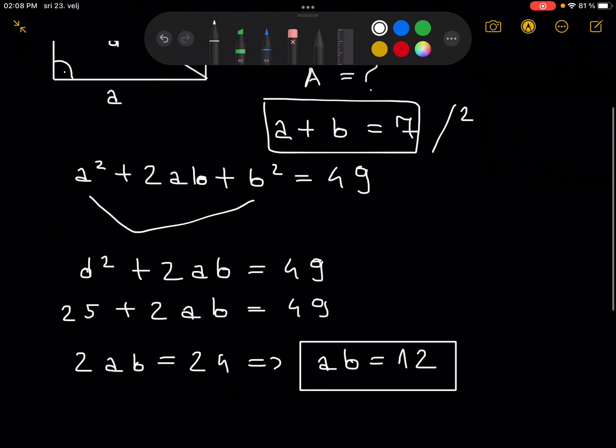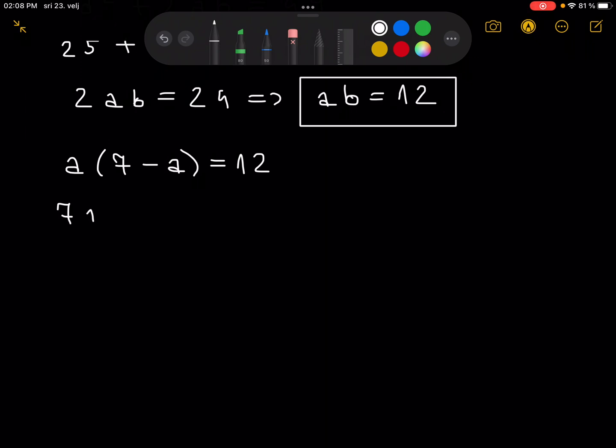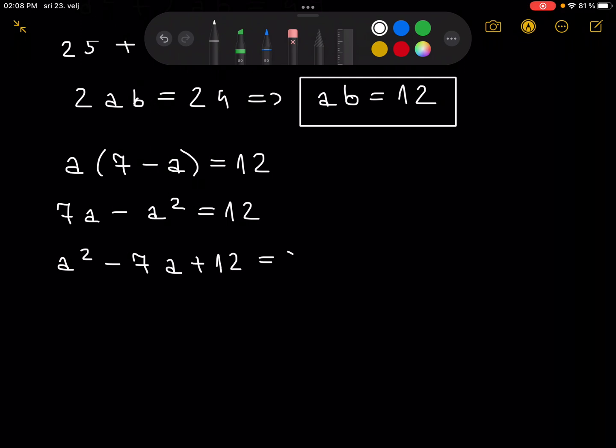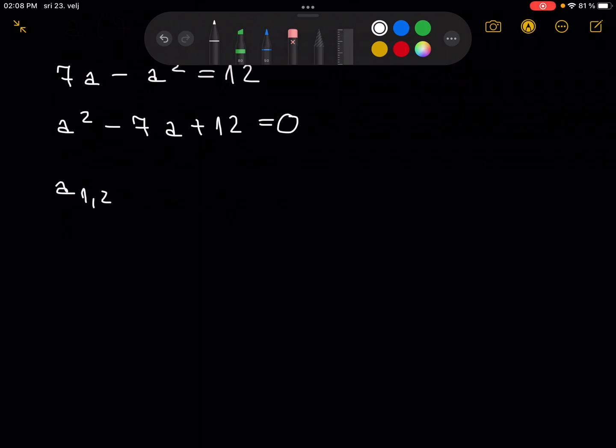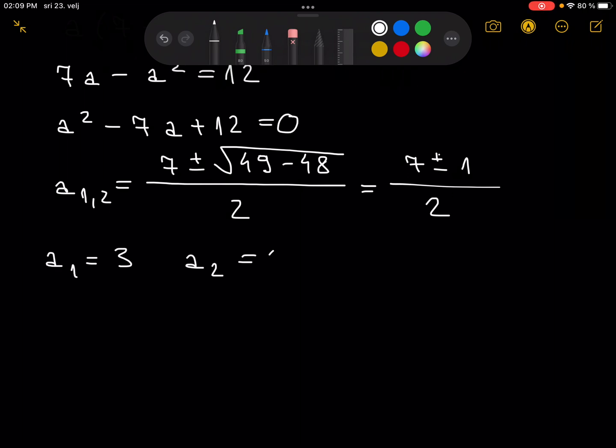So instead of B, I'm going to plug in 7 minus A into the second equation. So A times 7 minus A is equal to 12. So we'll get that 7A minus A squared is equal to 12, or A squared minus 7A plus 12 is equal to 0. So from here we get a quadratic equation, and of course we're going to be using the quadratic formula. So A1,2 is equal to 7 plus or minus the square root of 49 minus 48, all over 2. So that's going to be equal to 7 plus or minus 1 over 2. So A1 is equal to 4 and A2 is equal to 3.